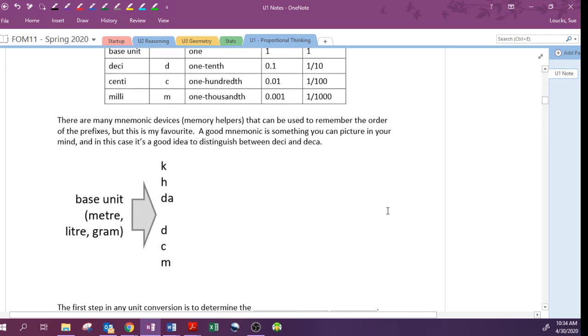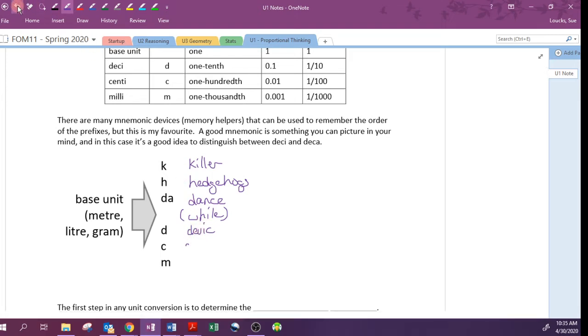One thing that people do to remember things is use a mnemonic device or memory helper that helps you remember the order. There's lots of them that you can find. This is my favorite one. It goes killer hedgehogs dance, and then you need something in here to hold a space for the base unit, which changes whether you're talking about centimeter or millimeter, liters or meters or grams or ohms or whatever. So killer hedgehogs dance, wild devil cats.